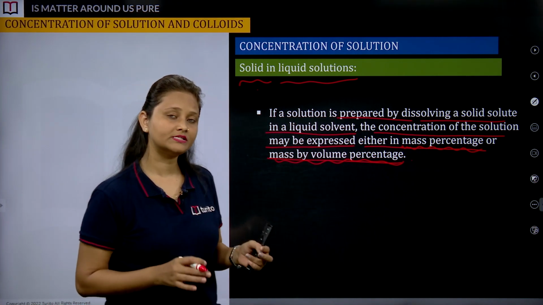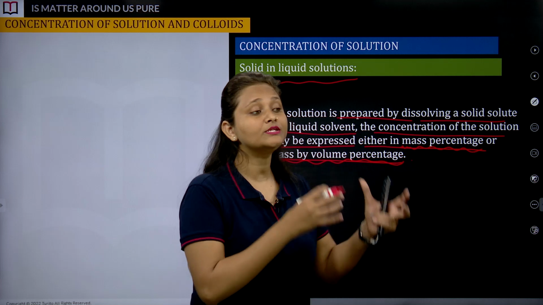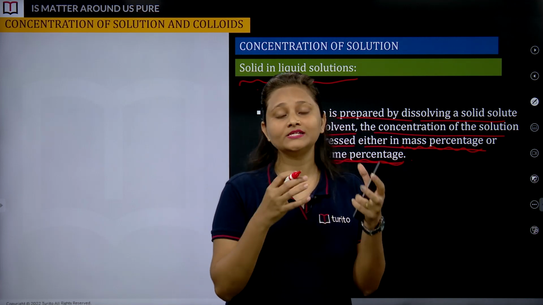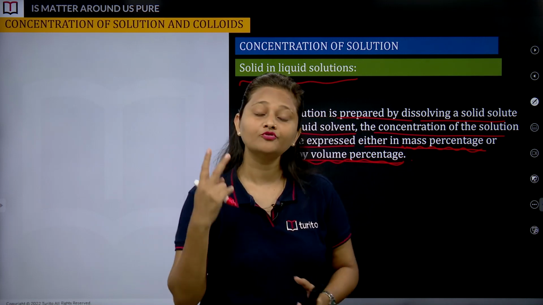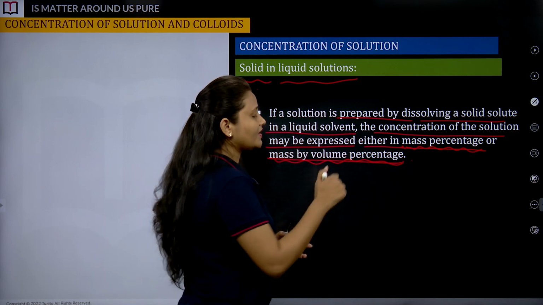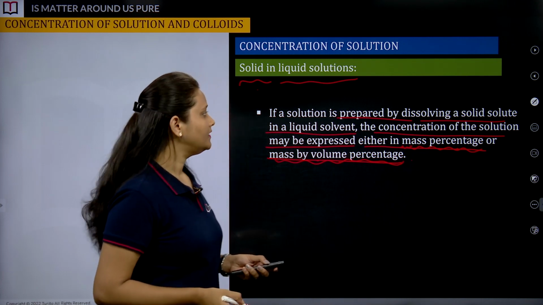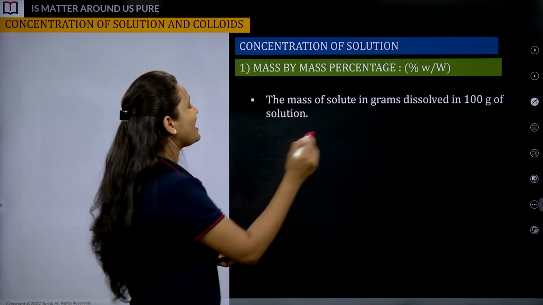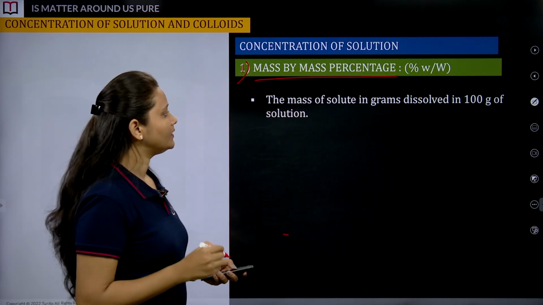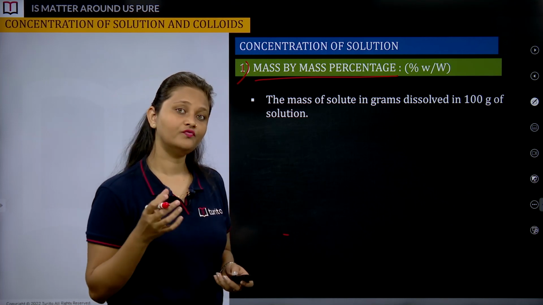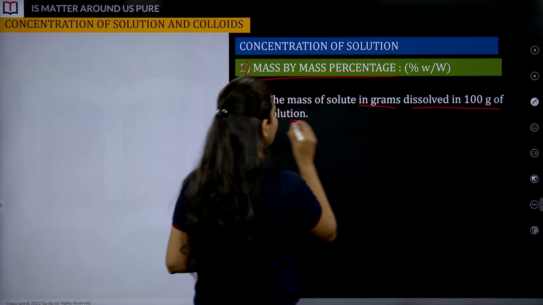Here we are moving towards the mathematical part of chemistry, students. If I want to measure the quantity of solute which I have dissolved in a certain amount of solvent, I have two ways to calculate it. The first is mass percentage and the second one is mass by volume. Here is the mass by mass percentage. This is method 1, or term 1, to measure the concentration of the solute: the mass of the solute in grams dissolved in 100 grams of solution.